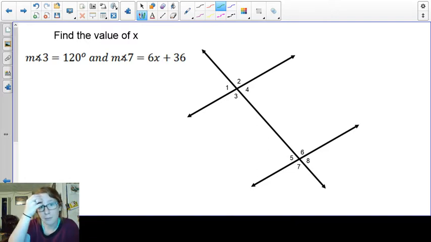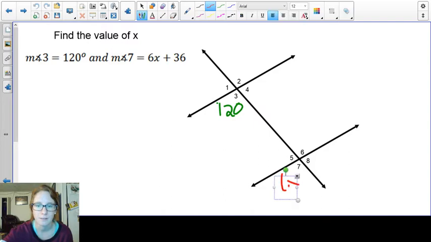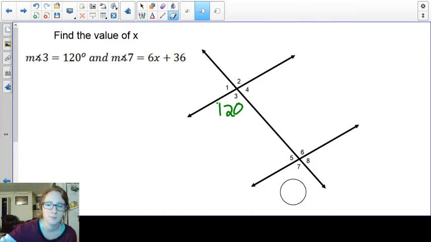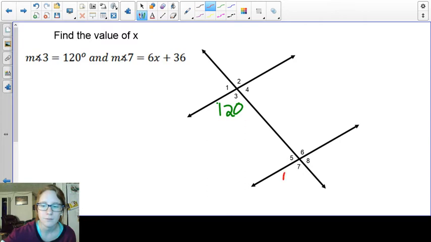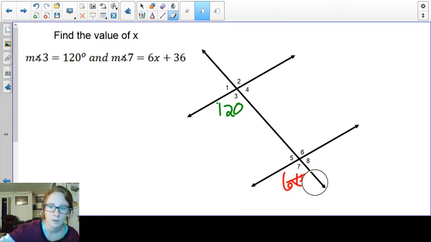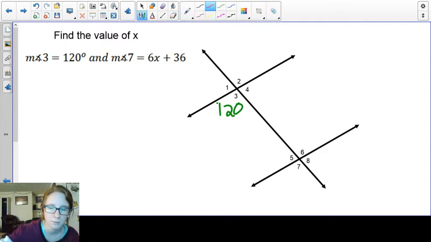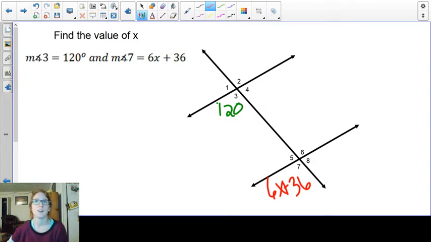All right, so now we're going to use that to determine the value of x, because just like everything in math, we solve for x. So if angle 3 is 120 degrees, and angle 7 is 6x plus 36, what is the value of x?